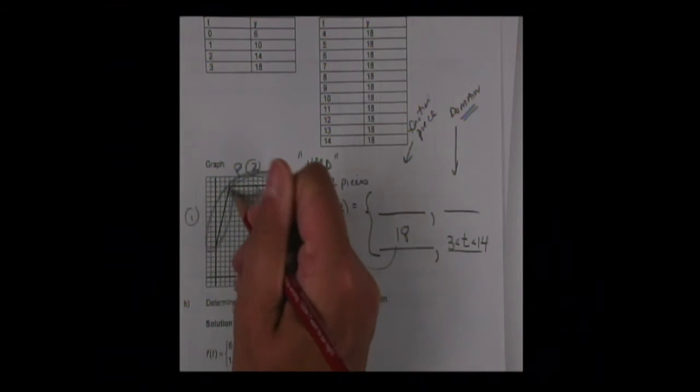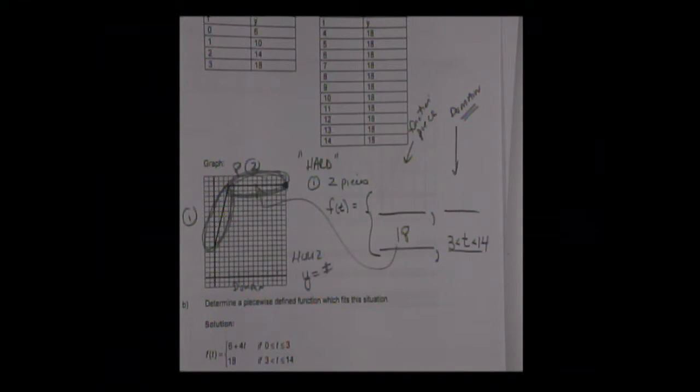Now I need to do this piece. And this piece I recognize as what? What kind of an animal is that? That's supposed to be an easy question. What shape is that? It's a straight line. Yep, it's a straight line with a positive slope, negative slope, zero slope. What kind of a slope? Positive slope. So I need to write the equation of this line.